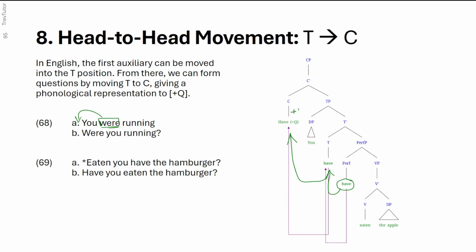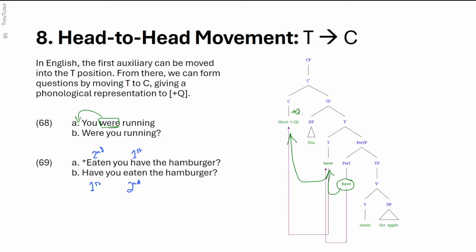And C in this case is going to have the specific feature that says plus Q, which is going to license the question. Now, we cannot move the verb. So we can't say like eaten you have the hamburger. We can't just take the verb out. We have this chain of have and eaten. So if we do the second one in the chain rather than the first one, it's ungrammatical. Instead, we have to take our first auxiliary in that chain and move that one up instead.